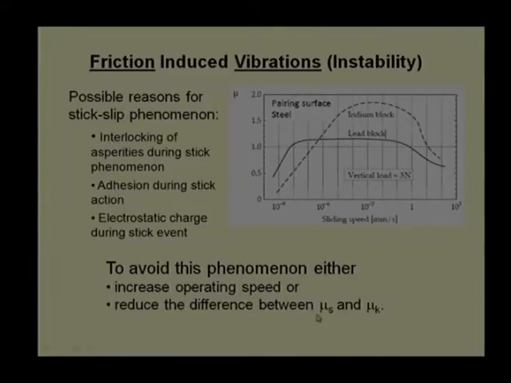The other way is to try to reduce mu s and mu k. Maybe you choose a tribo pair which has a lower difference between the static coefficient of friction and the kinetic coefficient of friction. Change the material or introduce some lubricant, because introduction of lubricant or forced lubrication will reduce this coefficient of friction and the difference between the static and kinetic coefficients of friction.